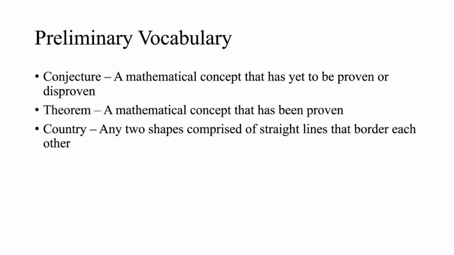Some preliminary vocab words to start us off are conjecture, a mathematical concept that has yet to be proven or disproven; theorem, a mathematical concept that has been proven; and for the cases of this presentation, a country is any shape that is comprised of straight lines that borders another shape made entirely of straight lines.